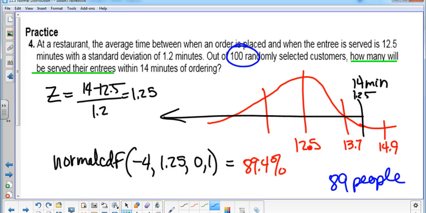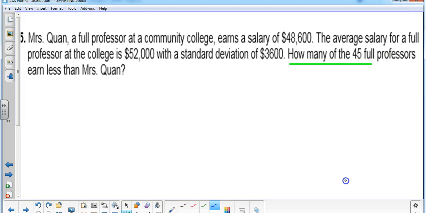Okay, moving on to the next question. We can do this one either way. You guys pick. I don't care.